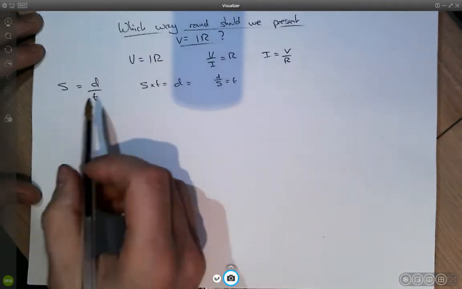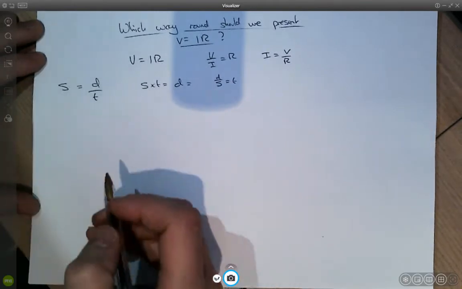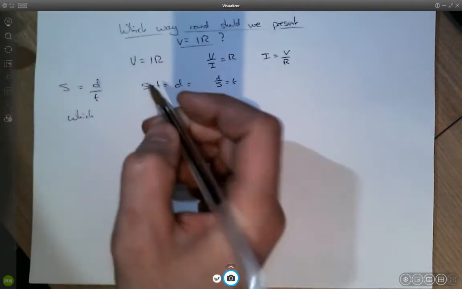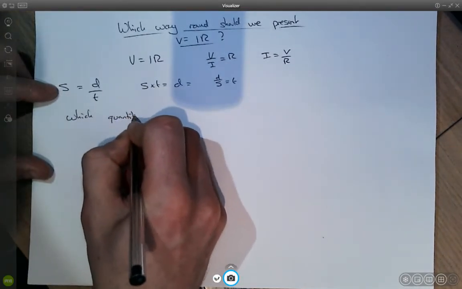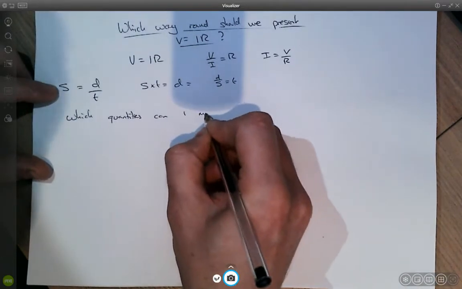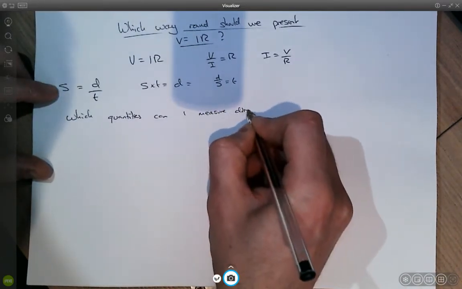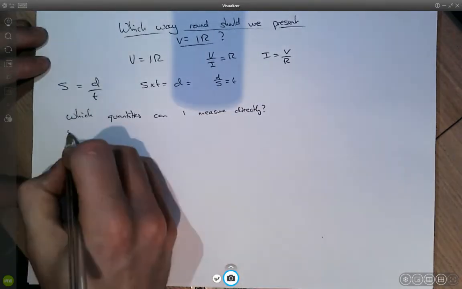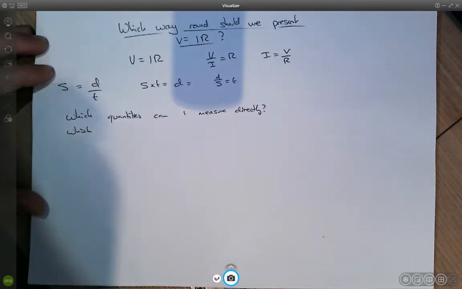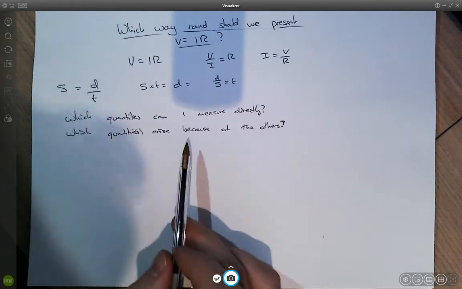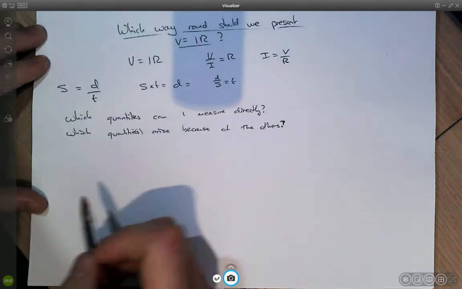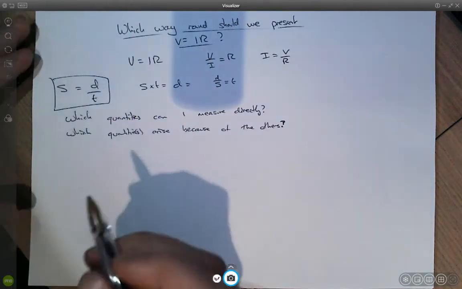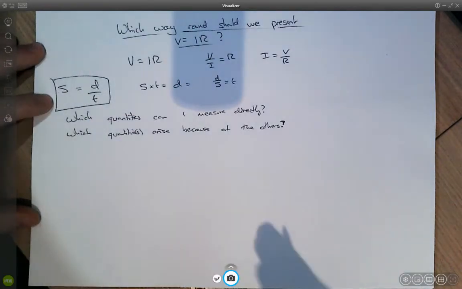Now, in general, what you should do is you should ask yourself this question. You should say, which quantities in the formula can I measure directly, and which quantities arise because of the other two? So if you're not sure what I mean by that, one really good question to ask yourself and ask students is actually, right, in this formula here, which bits here can you physically go and get me?